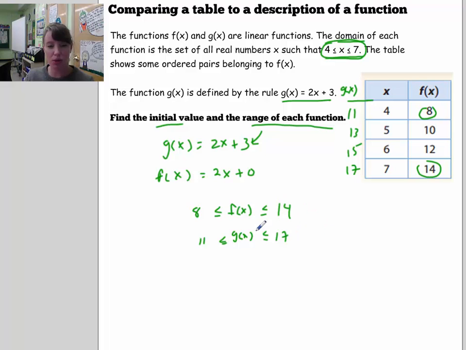Okay, so it's always 3 more. Both of its endpoints are always 3 more than f of x's endpoints because it takes f of x and essentially just adds 3 to it. Okay, so that's how you can compare them when they're in two different forms.